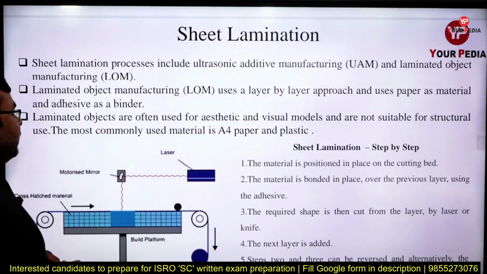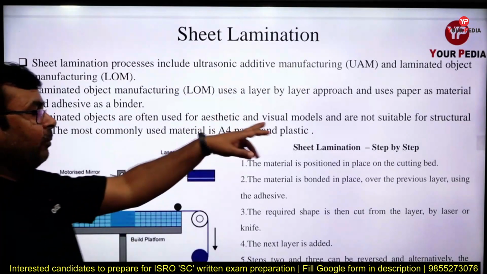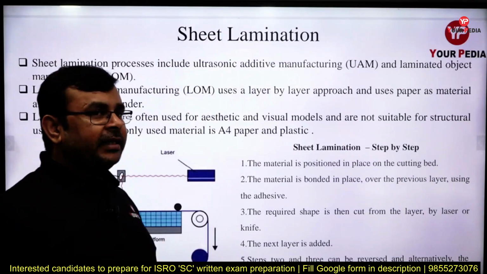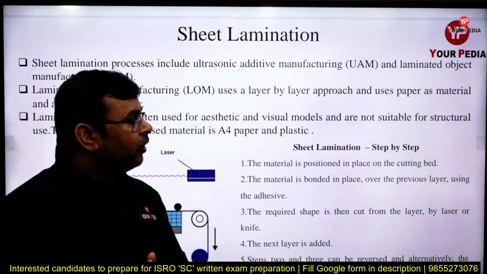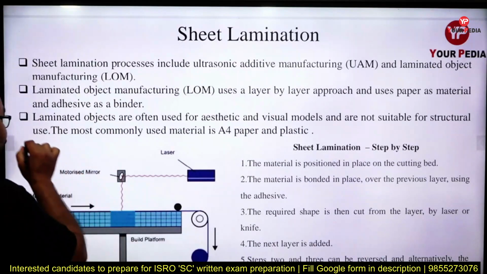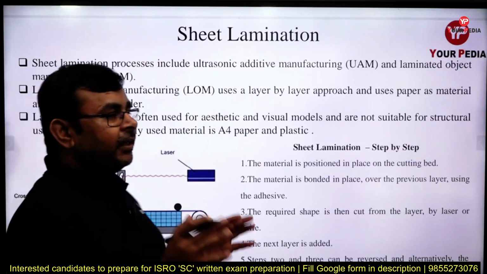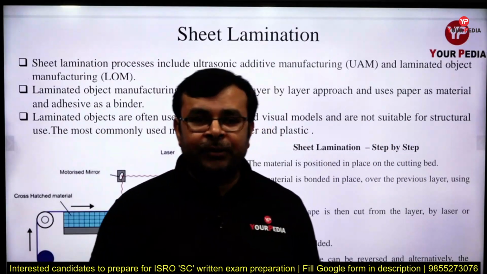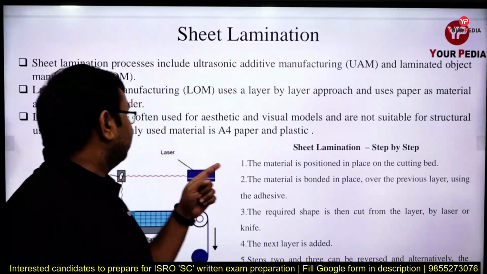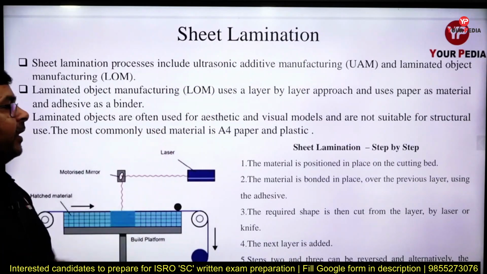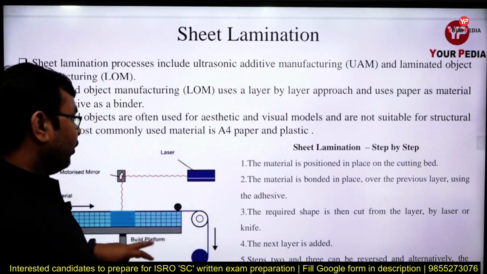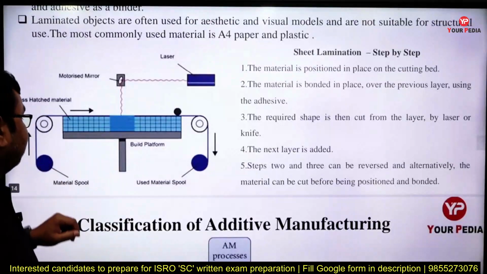Laminated objects are often used as aesthetic and visual models, correct. This technology is mainly used for making components which serve as aesthetic or visual models of particular applications, and are not suitable for structural use. Remember, this method is not used for making an object for structural applications, correct. The most commonly used materials are A4 paper and plastic sheet. Is it clear? Okay.